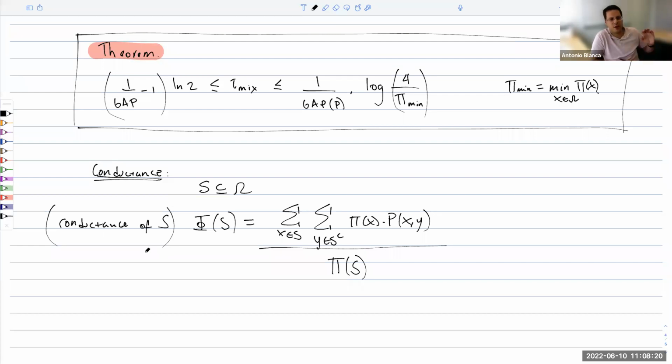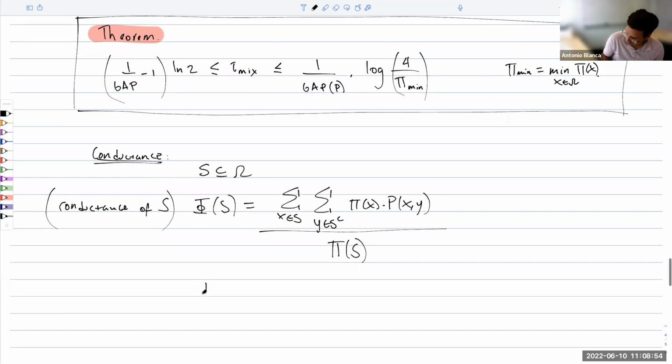Okay, so if you think for a moment about this, to get a rough idea what this is. You have a set, and the numerator here is looking roughly at the probability of escaping that set, the probability that the chain can move from x to outside of S. And you look at the ratio between the escaping probability over the whole mass of S. So this is measuring how good the chain is at escaping this particular set S.